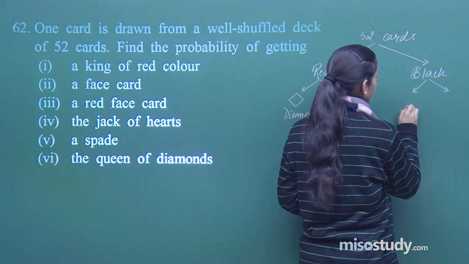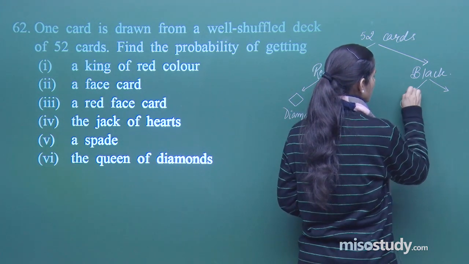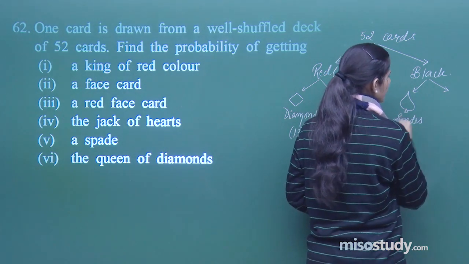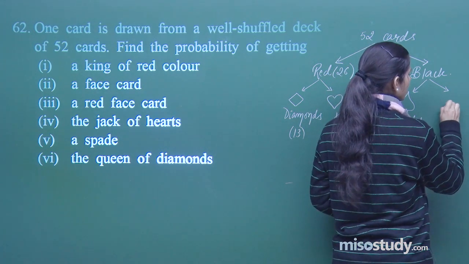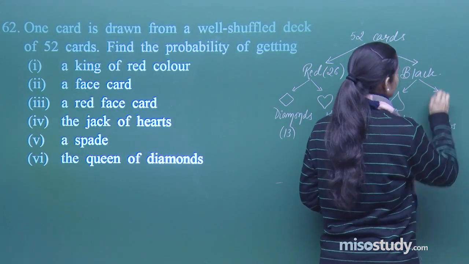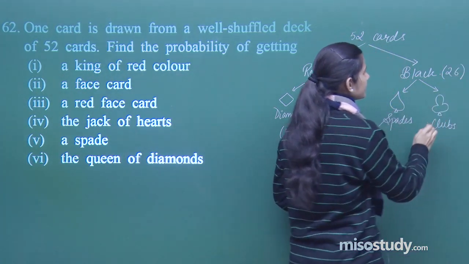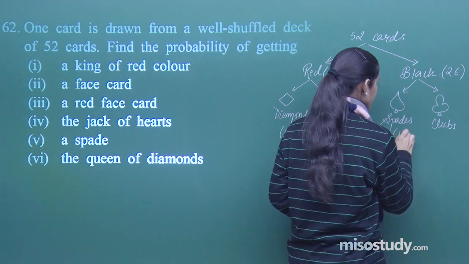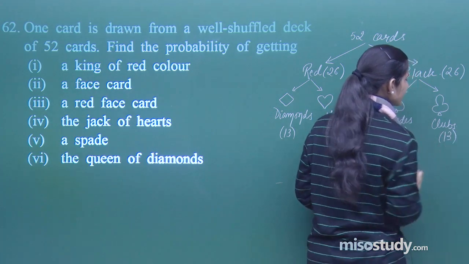In your black cards, there is spade and there is clubs. Black cards are also 26 in number. 26 plus 26 is 52, but the distribution is what? That 13 spade cards and 13 club cards.